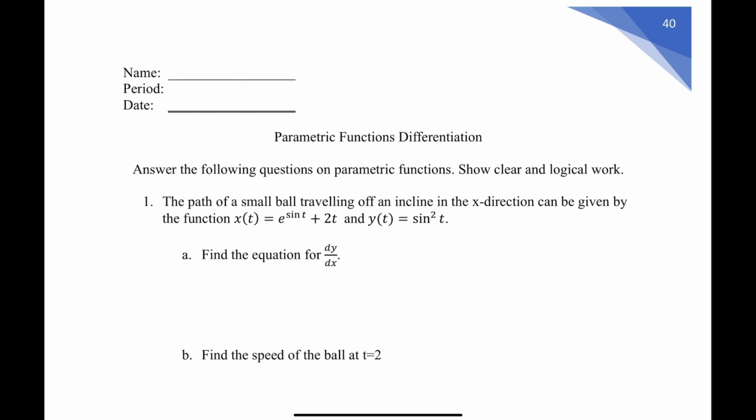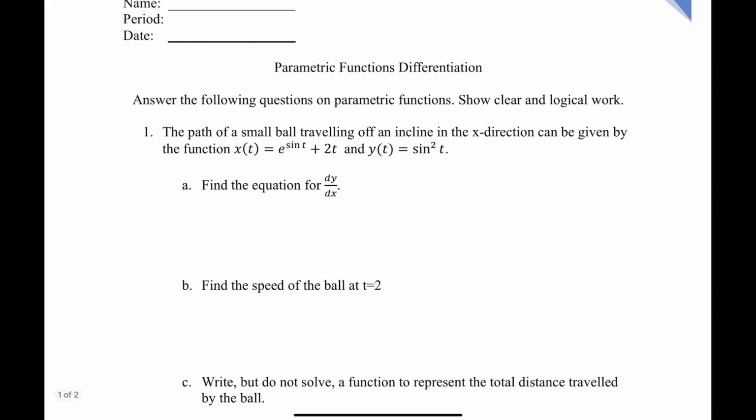The path of a small ball traveling off of the incline in the x direction can be given by the function x of t equals e to the sine t plus 2t, and y of t equals sine squared t in the y direction. Part A says find the equation for dy over dx.